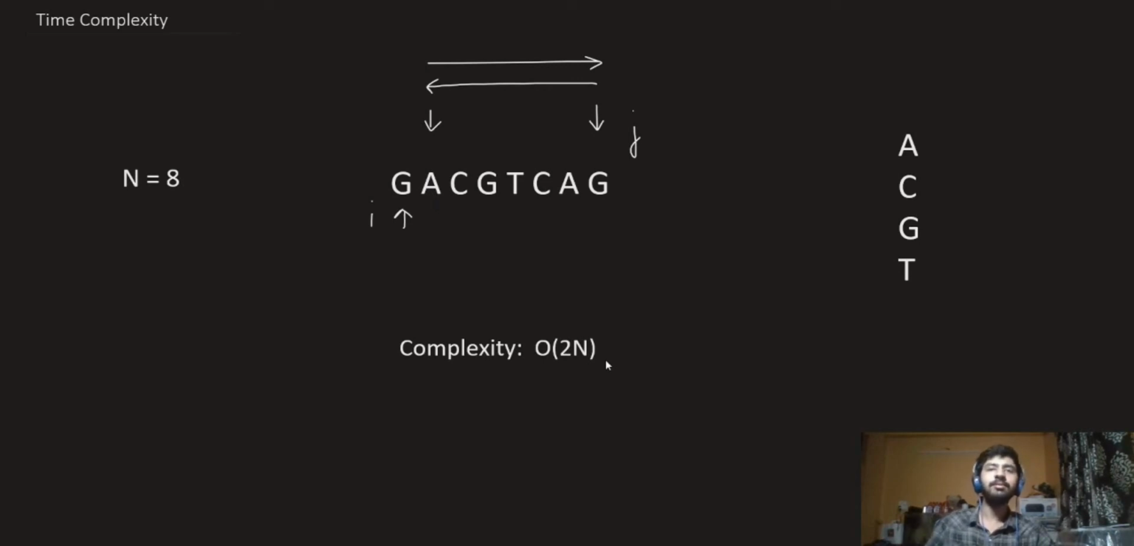If you hadn't used the two-pointer approach and you used some other approach like generating all the substrings and then replacing each of them and checking, that would be your n-square algorithm, which is much slower. So in this case, it's a linear time complexity, which is quite efficient for a lot of problems just like this one.